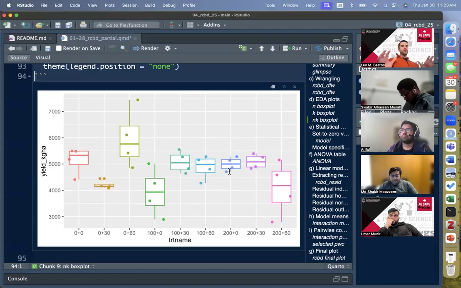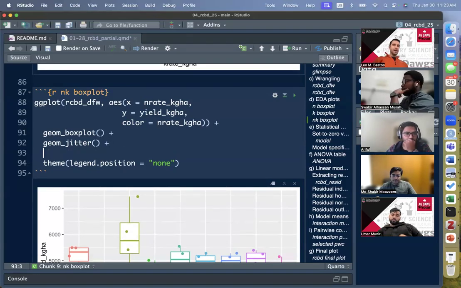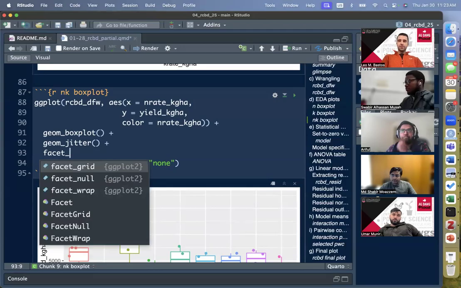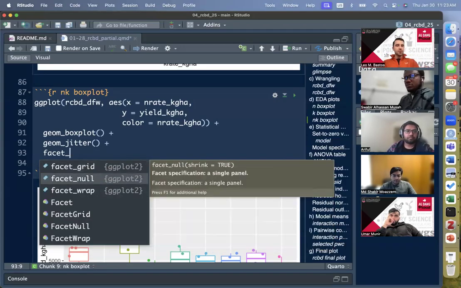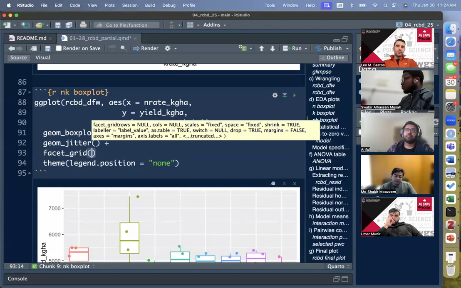All right, so we saw how if you have a column that has all the combinations that you need, you could use that. There is another way, which was the original way I wanted to show you. So I'm just going to do a Command Z to undo here and have nitrogen rates still on the X and on the color. But there's a family of functions called facet underscore. So right after that geom jitter, let's say facet underscore, and you see there is grid, there is null, and there is rep. There are some differences to those, but we're going to try grid first.